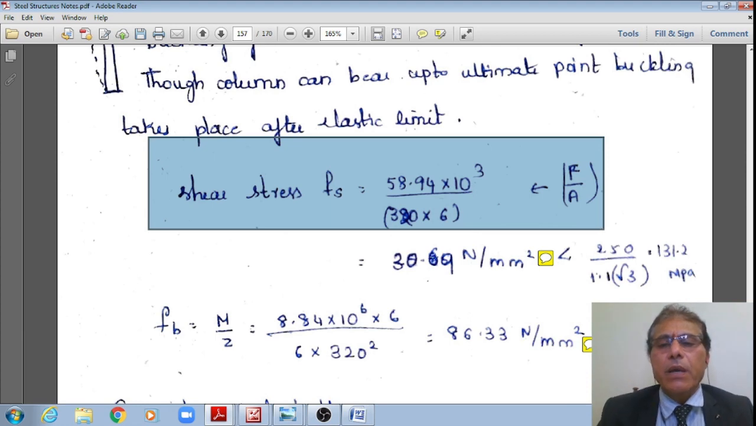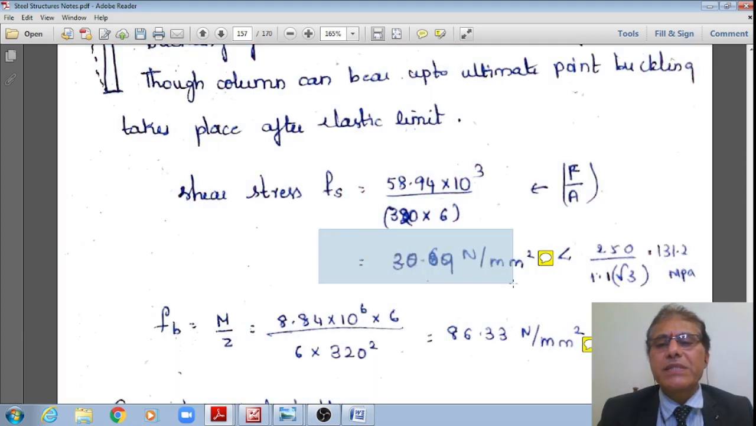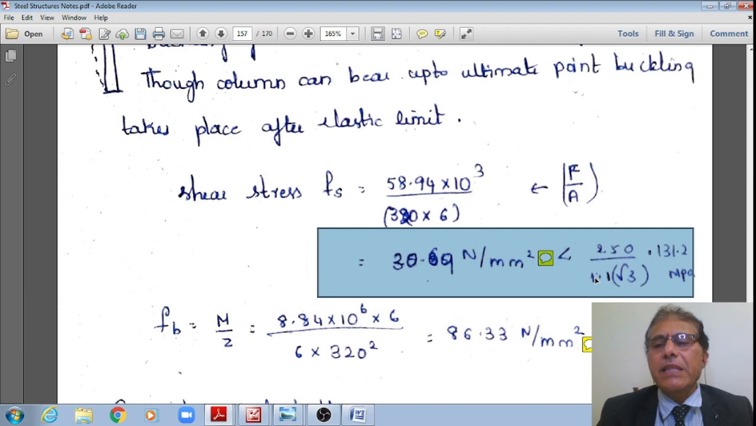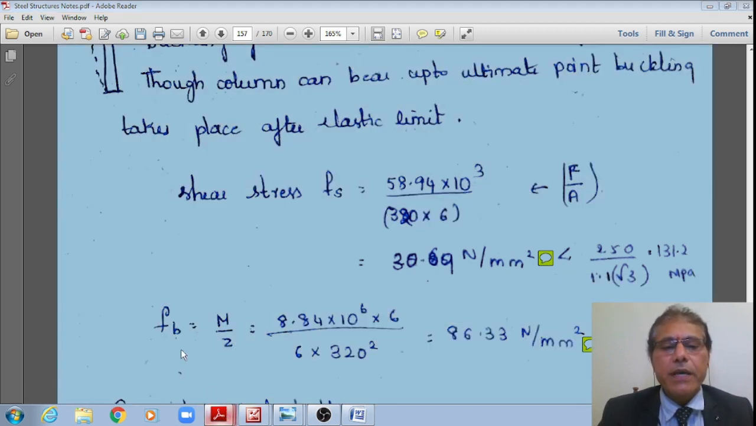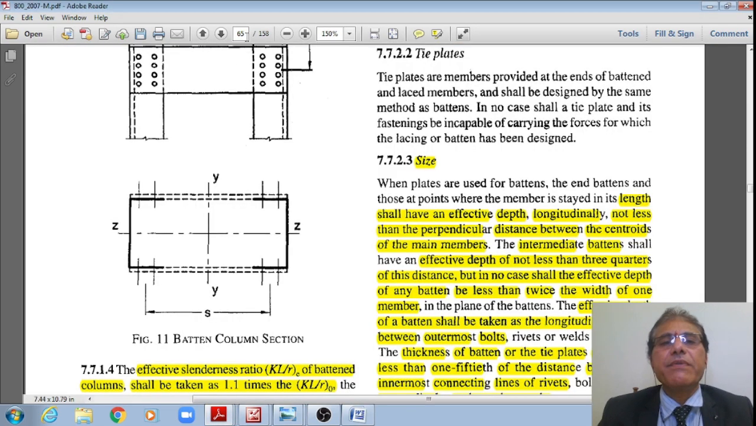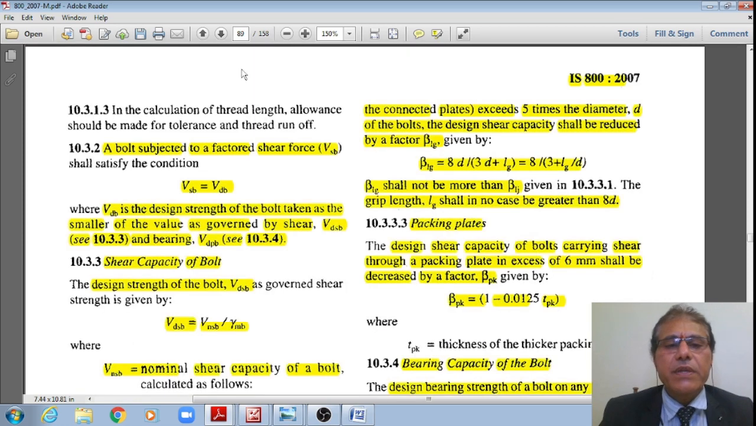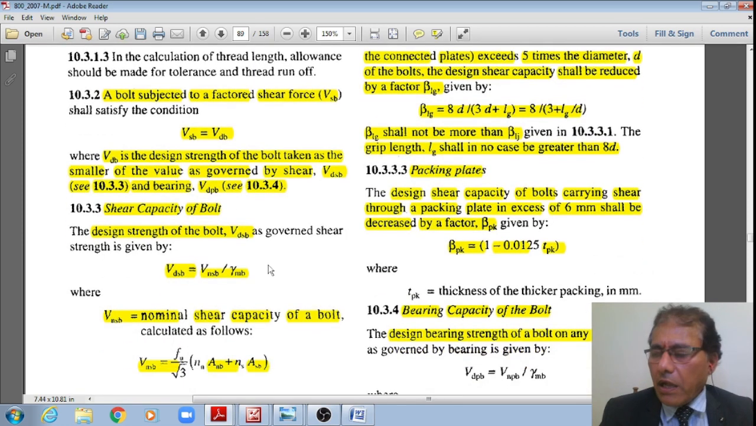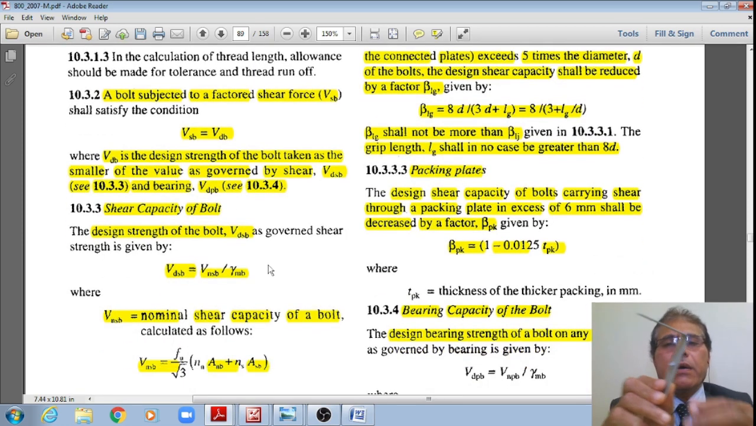That works out to a numeric value of 30.69, which is much less than the permissible shear stress as per IS 800 2007, clause 10.3.3, page number 75. Let me go to page number 75, student, right? Page number 75. Actually, that is for the bolted connections. Also, that is applicable for the normal section steel plate also.